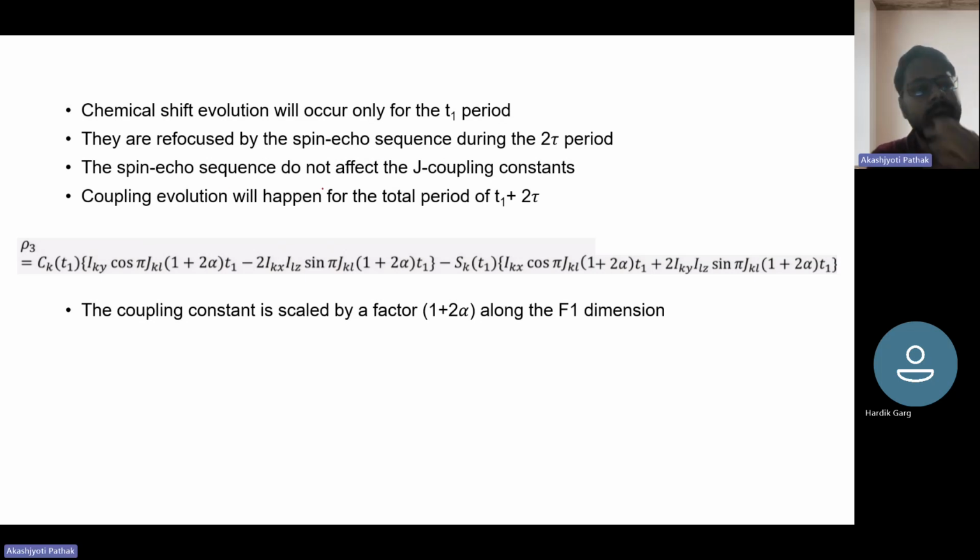And one more thing to note is that the spin echo sequence will not affect the J coupling constant. Since the spin echo sequence does not affect the J coupling constant, the coupling evolution will happen for the total period of T1 plus 2 tau. Okay, now let's calculate the product operator at time point 3.